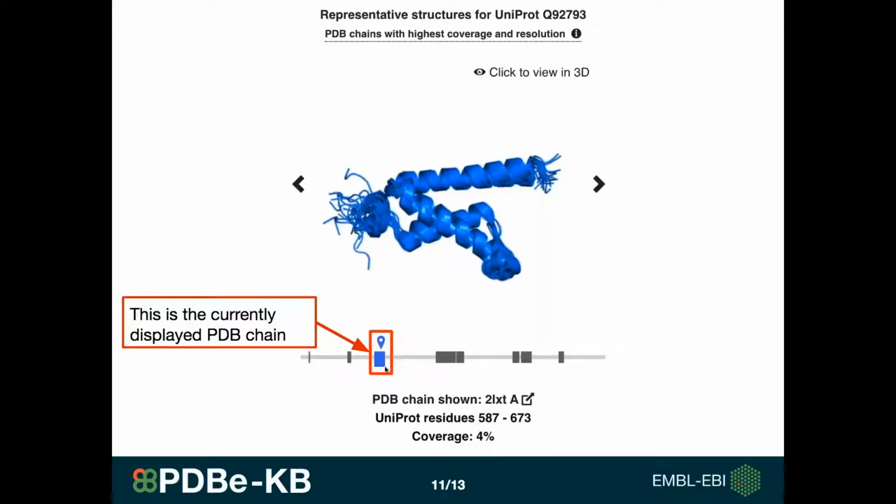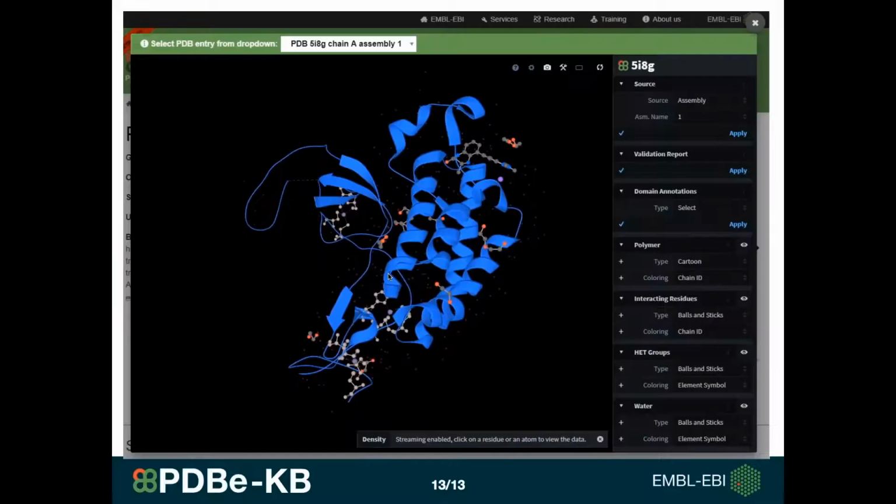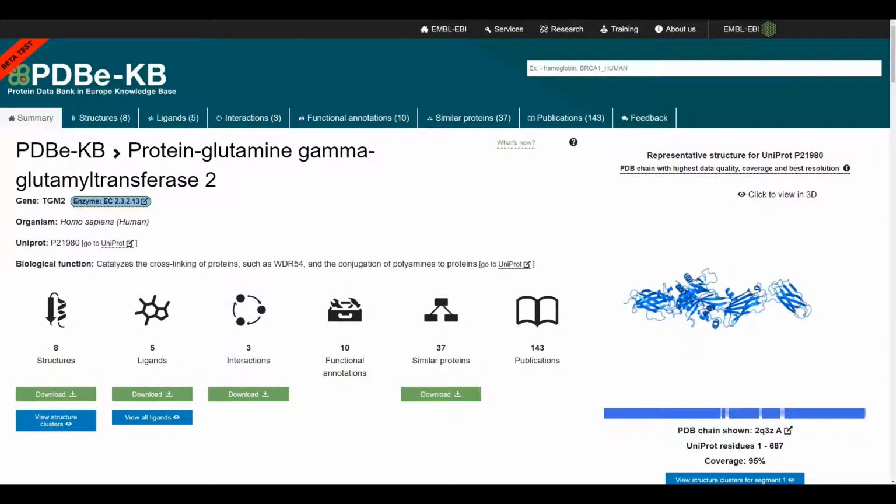If you click on a different rectangle, the view will change. You can also click on the image to display a 3D interactive view, where you can inspect the structure of the protein in greater detail. We have more recently introduced a new superimposition feature that allows you to view superimposed structures, as well as a download option that allows you to batch download files for a PDBe-KB entry.